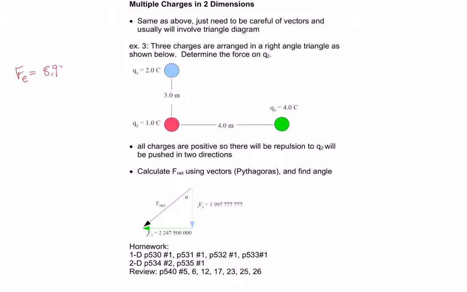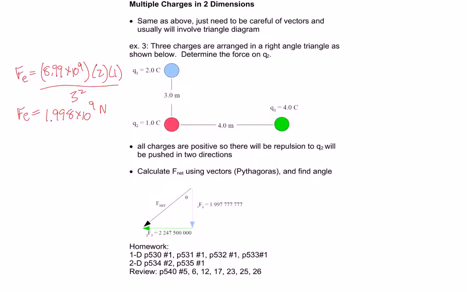So we'd have 8.99 times 10 to the 9 times 2 times 1 divided by 3 meters squared. Okay, and for that one we get a massive amount. Because we're dealing with 1 and 2 coulombs, we're getting a huge amount. So that one ends up being 1.998 times 10 to the 9, it looks like, is what I got on my calculator.